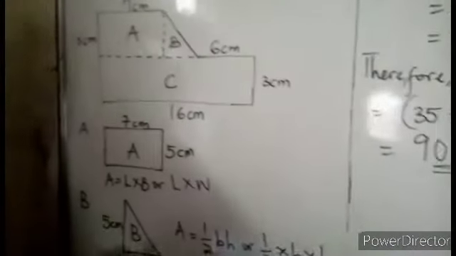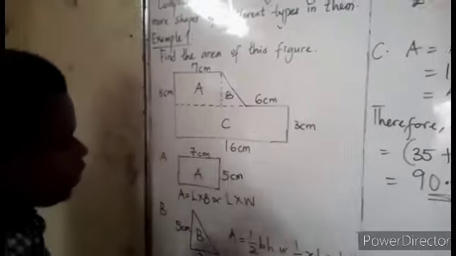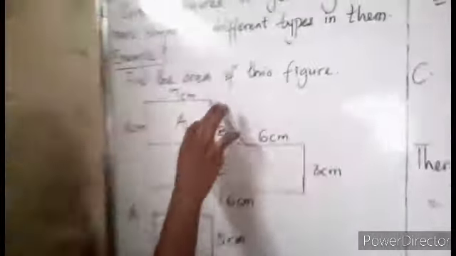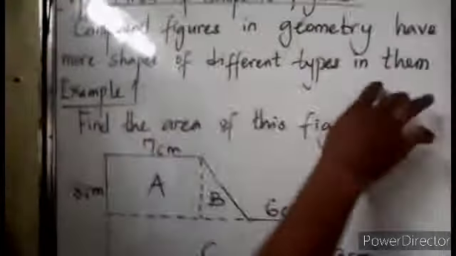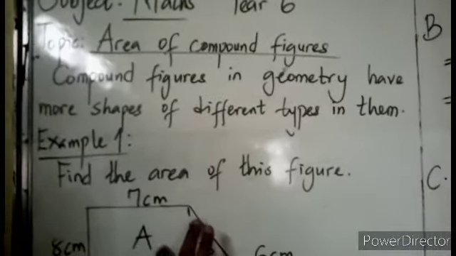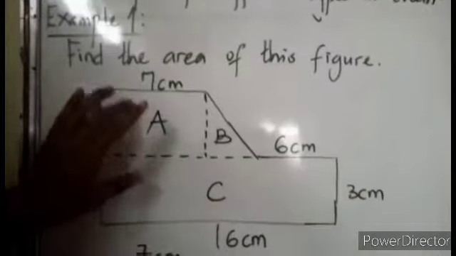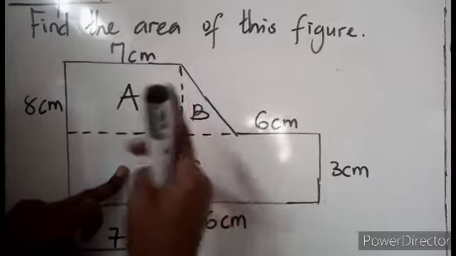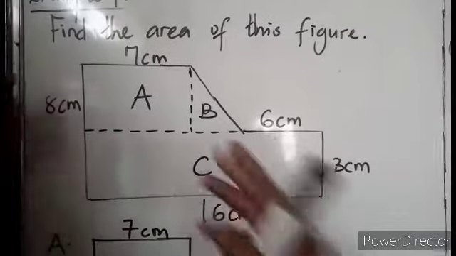Alright, at this point, let me quickly do some work so I can give you your take home. This is what they call compound figure. Why is it a compound figure? I've explained. A compound figure has different shapes in it. For example, this is a single shape now. In this shape, we have 2 rectangles and a right angle triangle, making it 3 different shapes. That's why it's a compound figure.